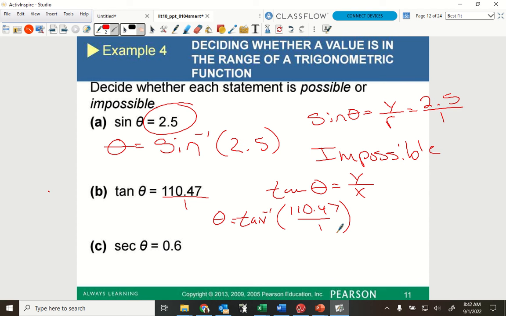I think I got it. I think it's against 1. Nope. Yes.